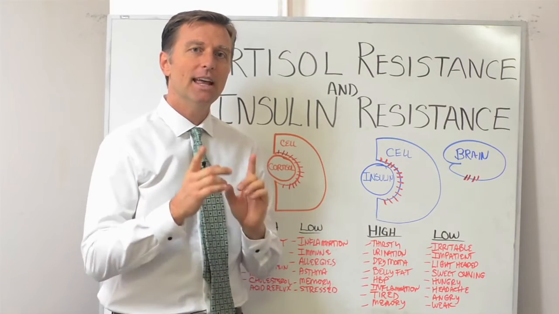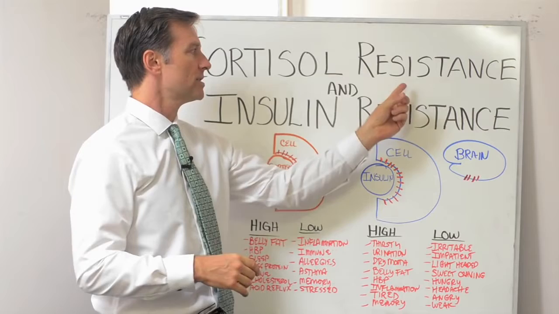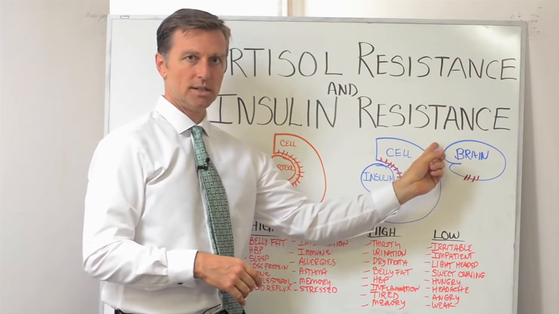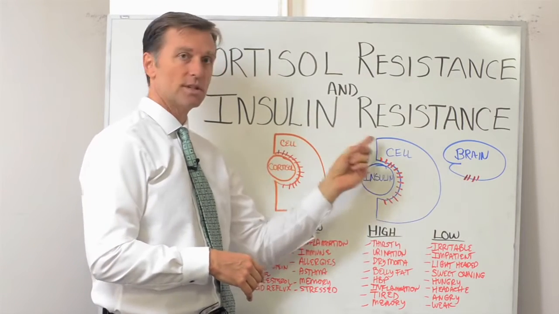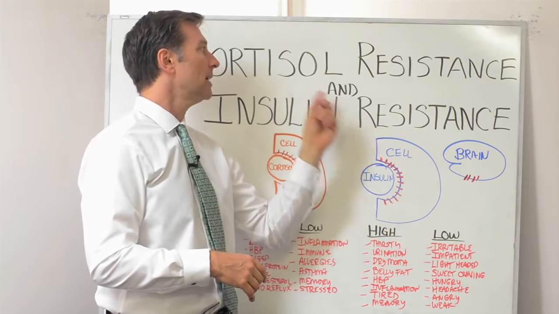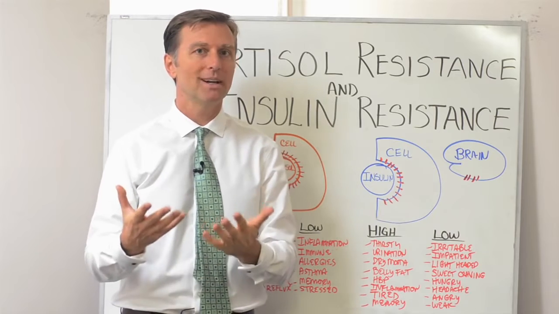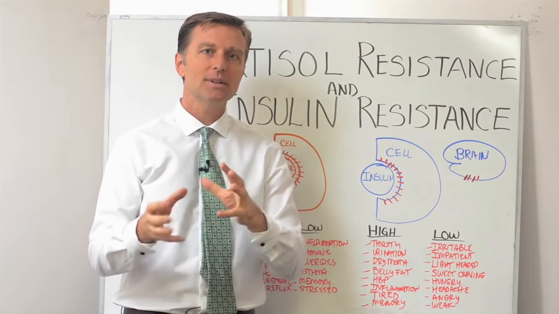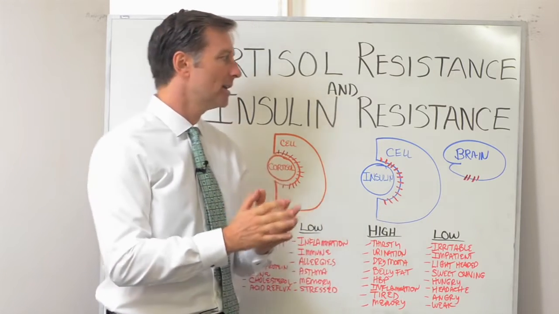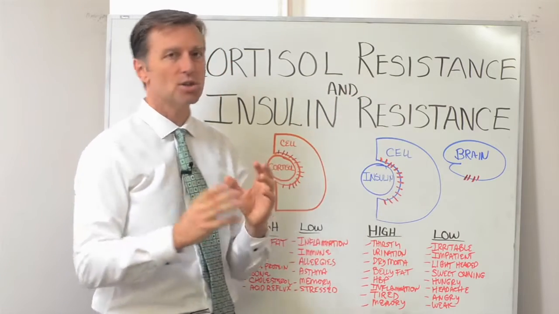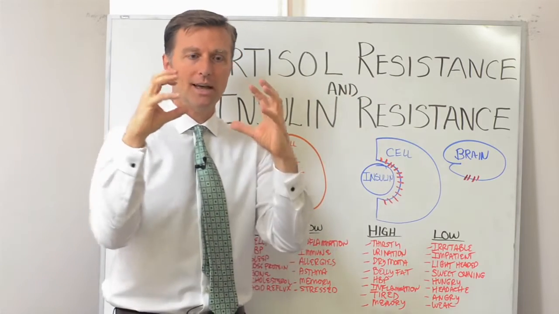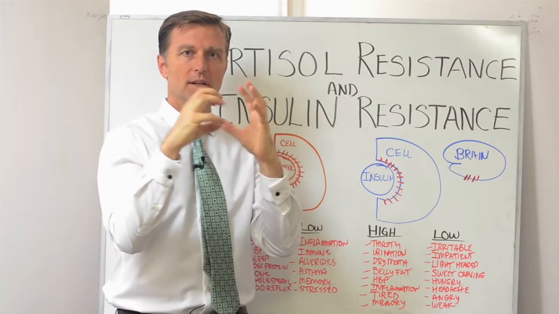Hey guys, in this video we're going to talk about cortisol resistance and insulin resistance. Now you may have heard of insulin resistance, which is a pre-diabetic state, but you may not have heard of cortisol resistance. So I'm going to explain what it is. They're both a little bit similar in symptoms, but anytime you have a resistant situation, you have a hormone that is not going into the cells properly.